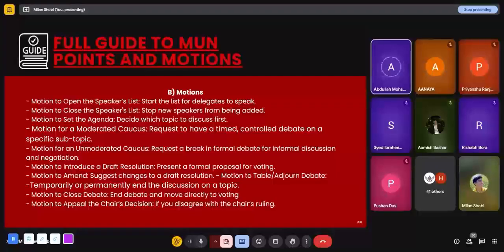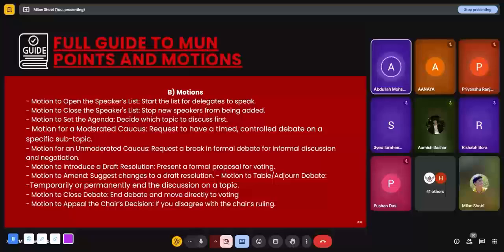Next comes motion for a moderated caucus for a timed formal discussion on a specific subtopic with short speeches and the chair choosing speakers. For example, you would say motion for a moderated caucus of 10 minutes with 1 minute speaking time on the subtopic impact of cyber attacks on developing countries.